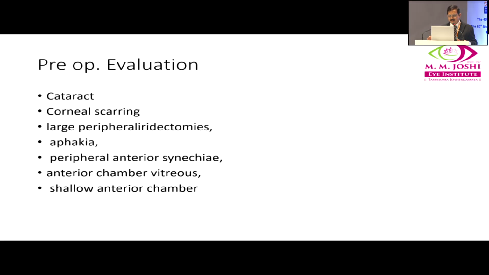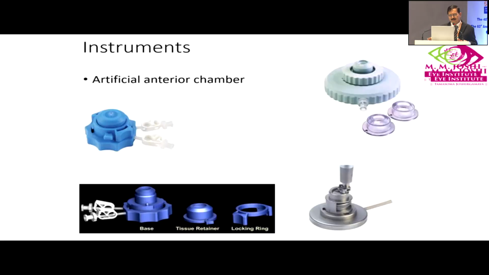Look for iridotomies, or if there is aphakia. Why aphakia? Because of the air tamponade that we use, the air tends to go into the vitreous cavity, and that can result in graft dislocation. So it is better to correct aphakia, and if there are peripheral anterior synechiae, you will have to correct that. If there is vitreous, again you will have to plan for anterior vitrectomy.